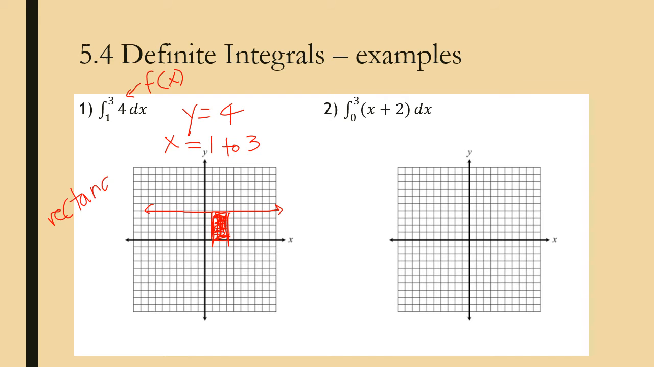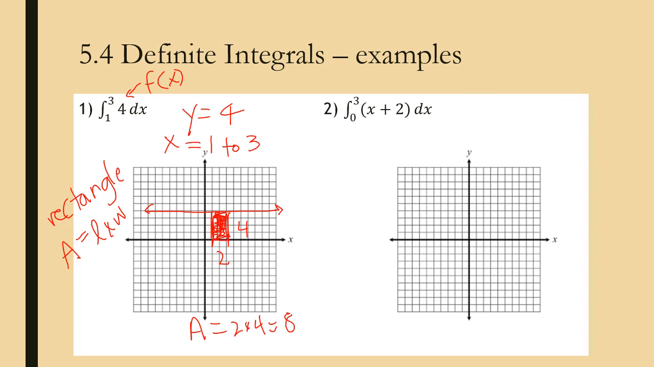And I know the area of a rectangle is just length times width. So I'm going to figure out what those two dimensions are. It's 2 by 4. So the area under the curve is 2 by 4, or 8. It's as easy as that. If you have a rectangle, your problems are only going to be as difficult as your shape.